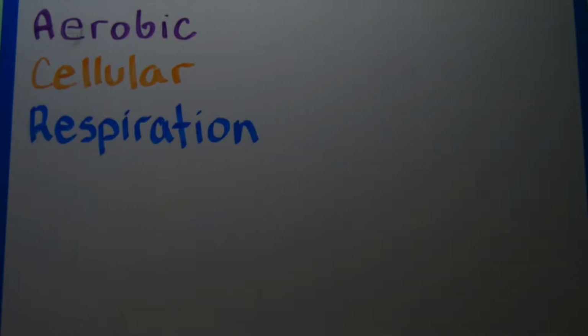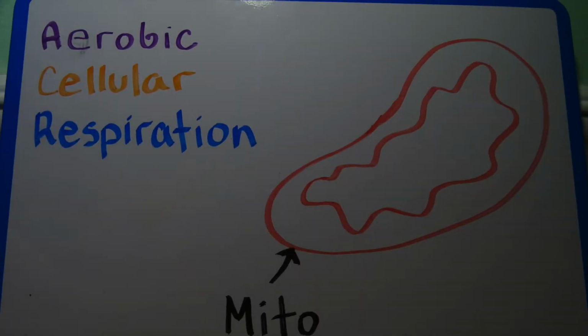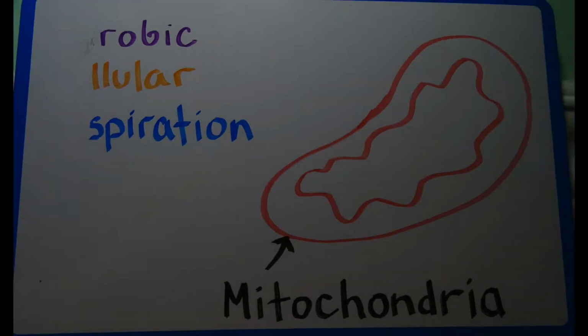This video is about aerobic cellular respiration. Aerobic cellular respiration is a series of metabolic reactions to create energy. It takes place in the mitochondria of the cell. We will be creating energy from the molecule glucose in 4 steps.